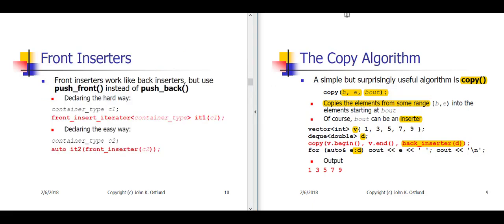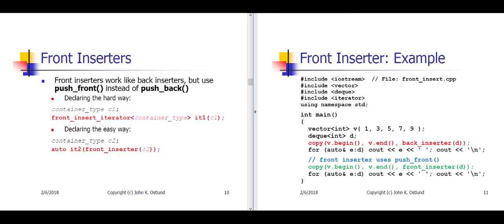Front inserters, shown here on slide 10 with a little example program on slide 11, are basically the same as back inserters, except that a front inserter uses the push front member function to push a value at the front of a container rather than push back. We have the same awful notation if we want the full-blown description of the front insert iterator type, but nobody wants to type that, so what we use instead is auto with front inserter on some container to provide the initial value of our insert iterator, our front inserter IT2.